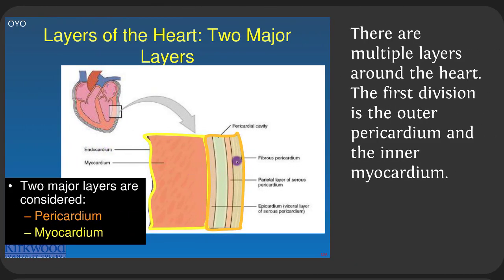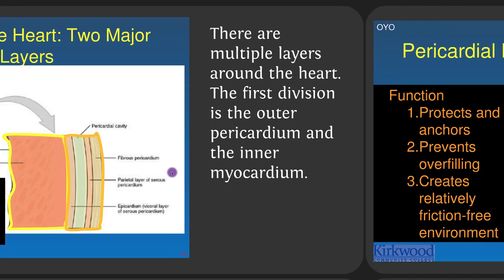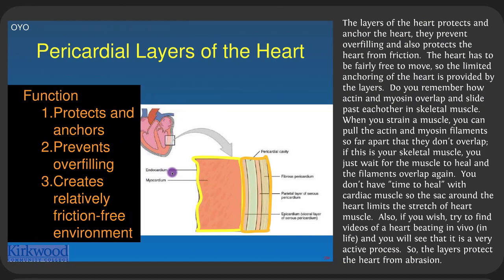Multiple layers around the heart. The first division is the outer pericardium, which itself is composed of several layers, and the inner myocardium here in yellow. So pericardium in orange, myocardium in yellow, both contain multiple layers. The layers of the heart protect and anchor the heart, so they prevent it from overfilling, and it also protects the heart from friction. The heart has to be fairly free to move, so the limited anchoring of the heart is provided by the layers.